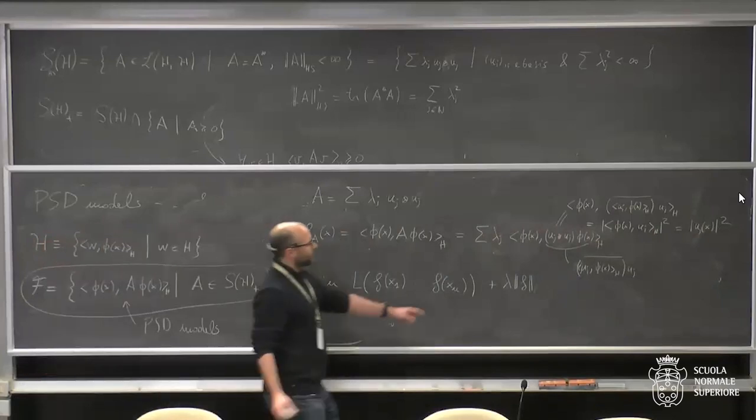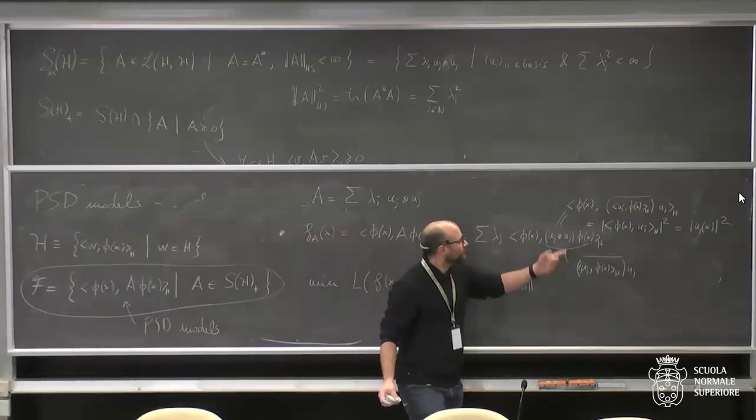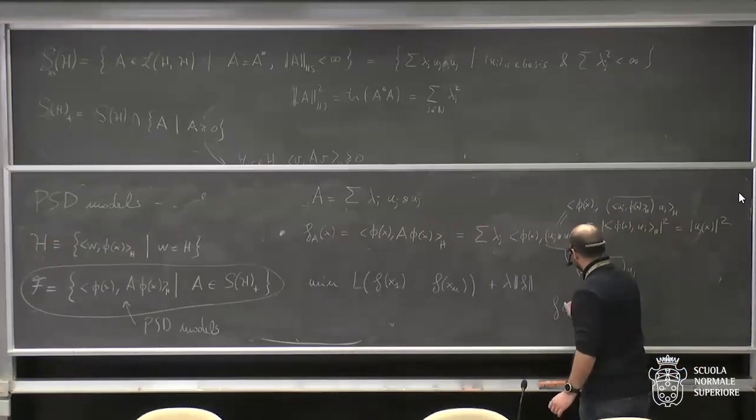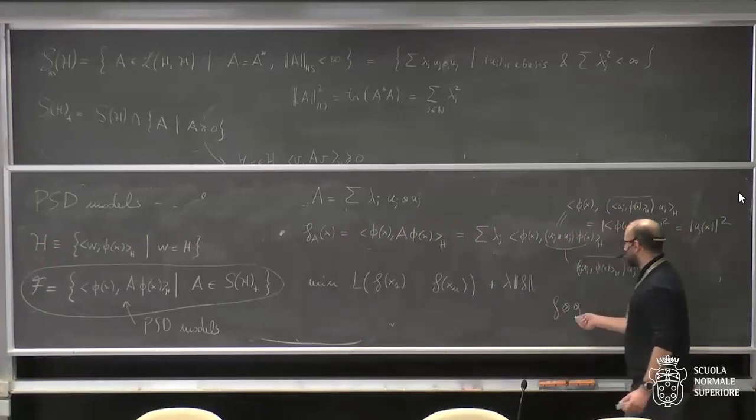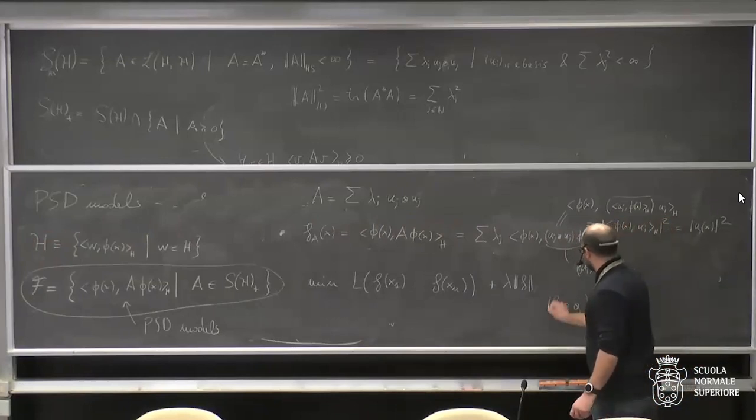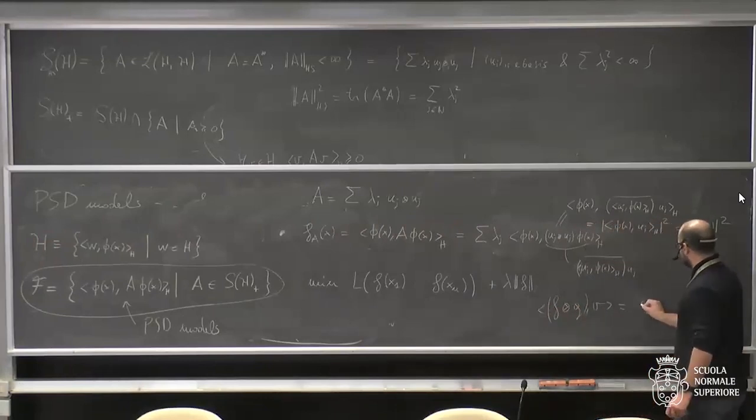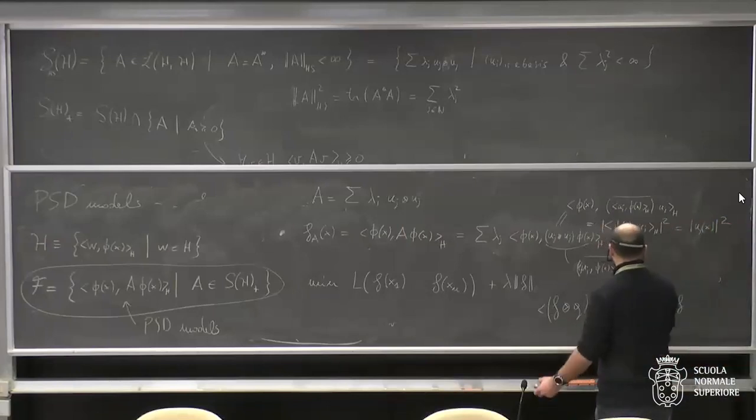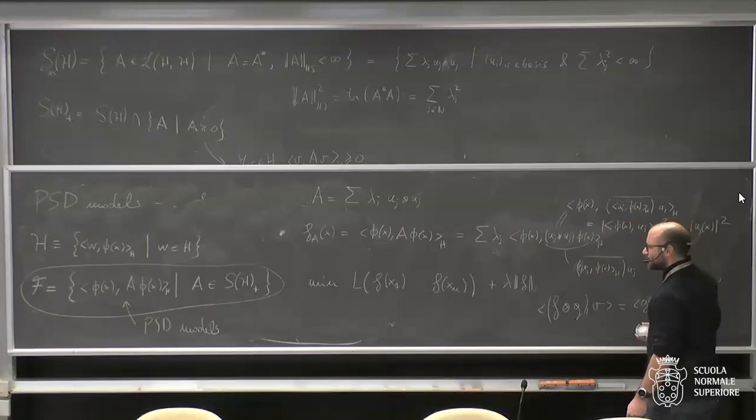Are you familiar with the outer product? F outer product G is a rank one operator, such that if you apply it with the inner product with V, it is the inner product of G and V times F. That's it. This is the property you have to use.